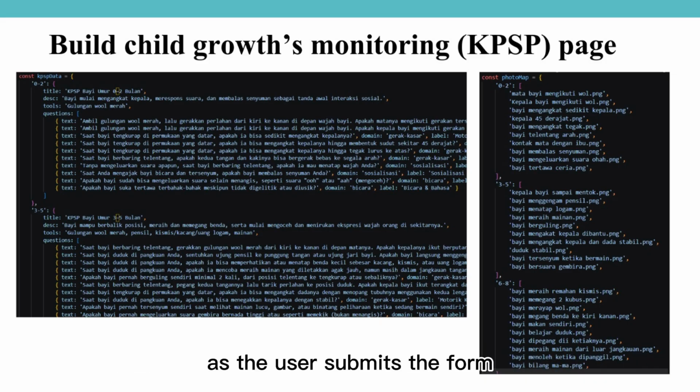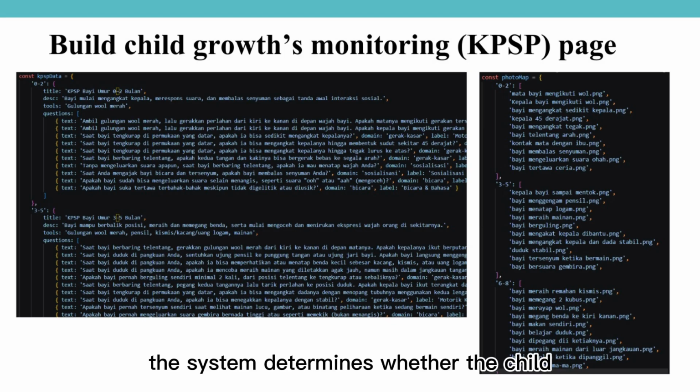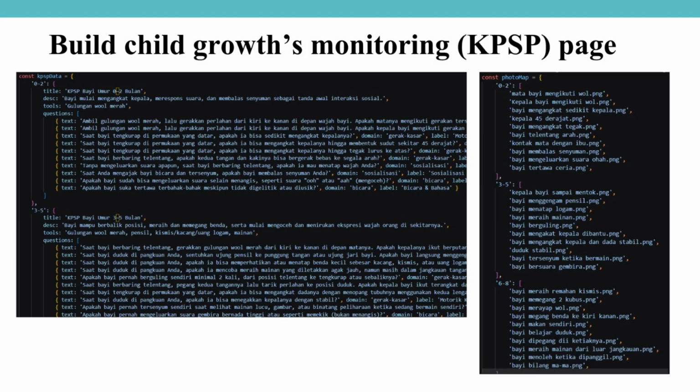As the user submits the form, PHP calculates the total score automatically. Based on the score range, the system determines whether the child's development is appropriate, doubtful, or requires further attention. Finally, we display the result in an easy-to-read summary section.